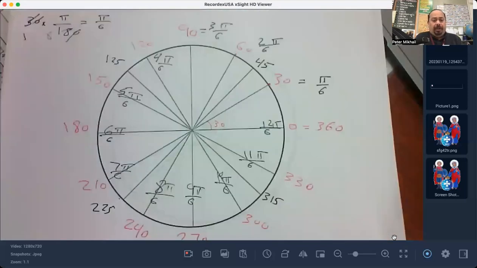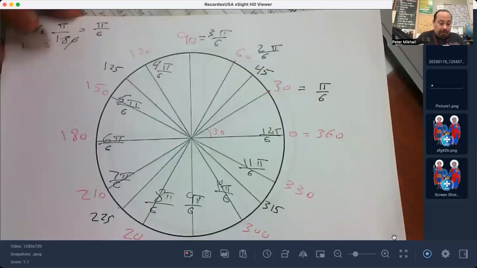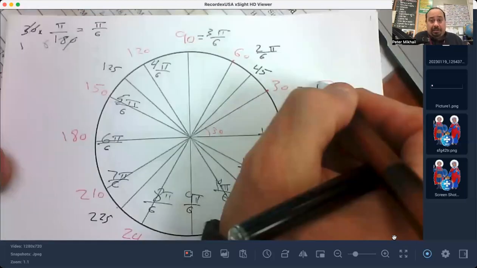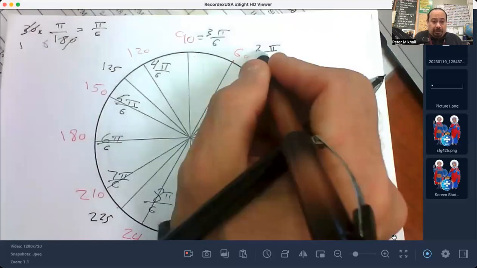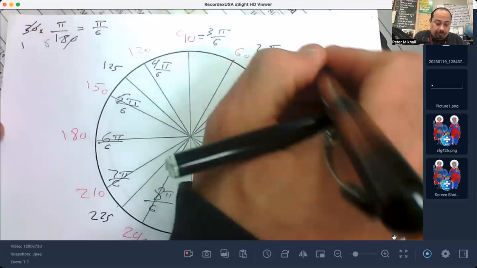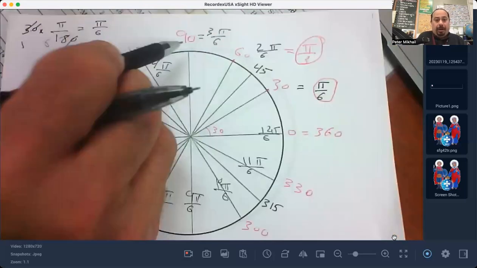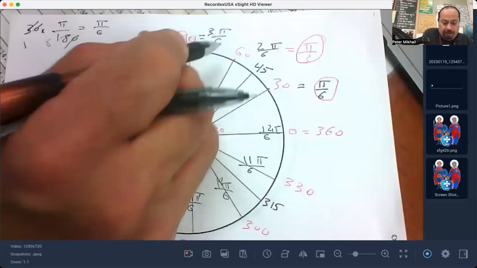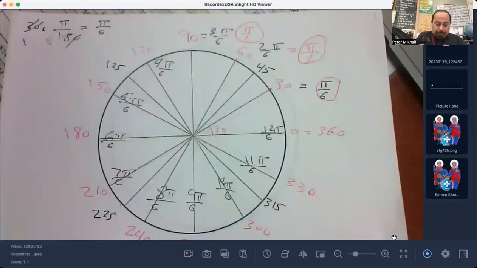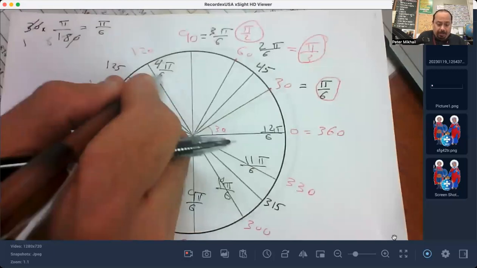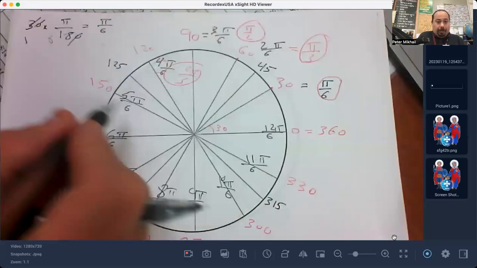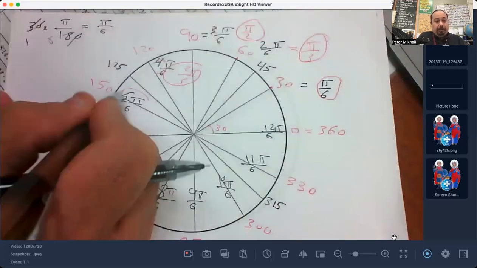What else can you do after this? Now you can simplify, by the way. So I'm going to circle the ones you cannot simplify. Pi over 6 stays the same. How about 2 pi over 6? If I divide by 2, top and bottom, it gives you pi over 3. How about 3 pi over 6? Divide by 3, it gives you pi over 2. How about 4 pi over 6? Divide by 2, top and bottom, it gives you 2 pi over 3. How about 5 pi over 6? You cannot simplify. Leave it alone.